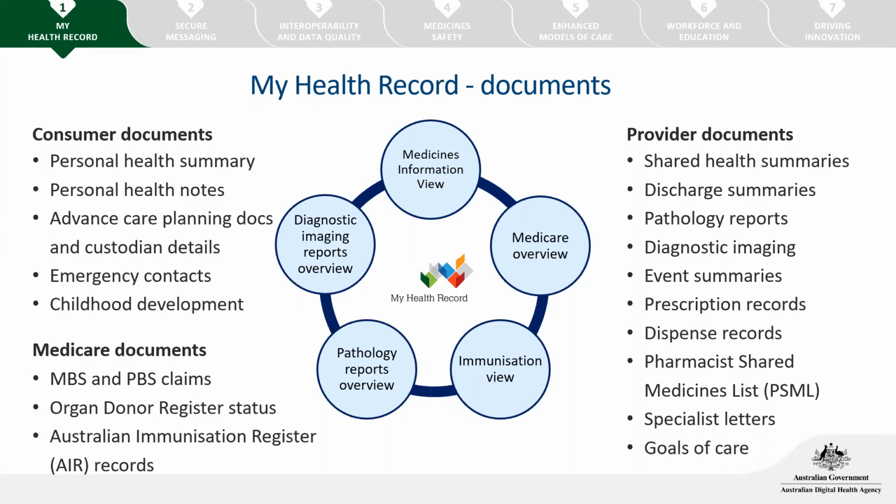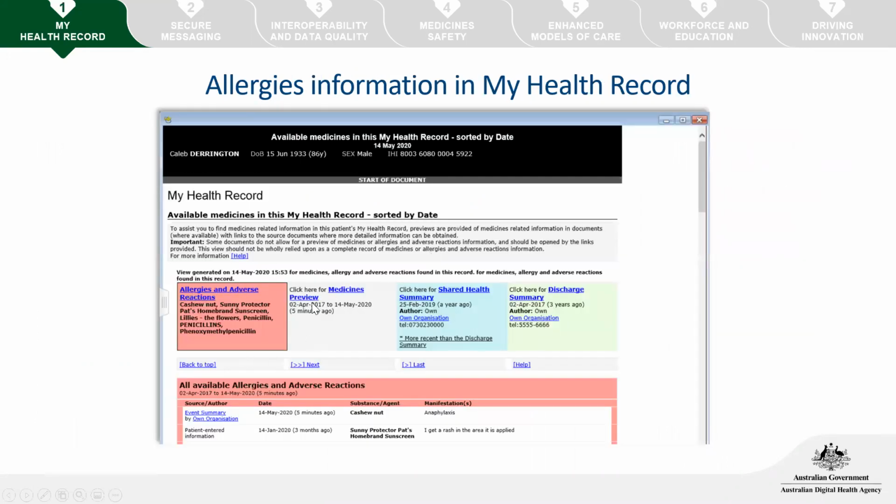And in terms of the pre-clinical checks and the pre-vaccination screening, information in the medicines information view would be really useful. So there's an allergies and adverse reactions section there where it's pulling out relevant information from all of the different documents within My Health Record and putting it into one consolidated view for you. So you can have a look at this section here to see if this individual has had any anaphylaxis or adverse reactions to any previous vaccines.